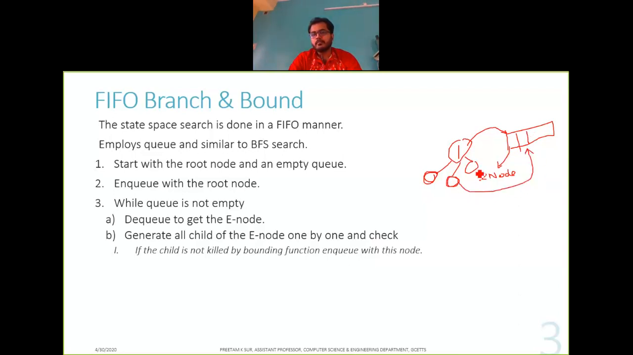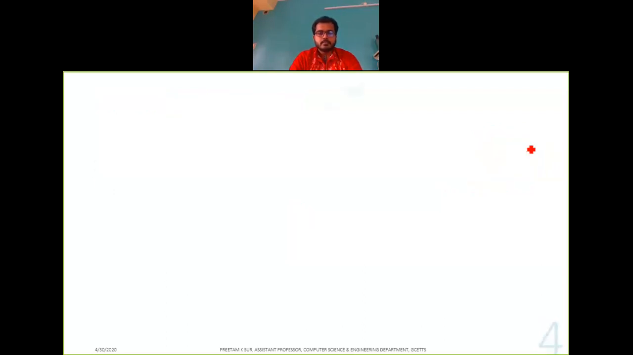So that will be done for all the children that have been generated. We'll generate all the children of the e node one by one and check if the child is not killed by the bounding function, we'll enqueue this node. So the children are generated and put into the queue one by one if that is a valid node, and in the loop again. Once this is done for the current e node, in the loop it will take the next e node from the queue, right? The child that was first enqueued in this queue will be taken as the next expanding node. Okay. So we'll see an example.